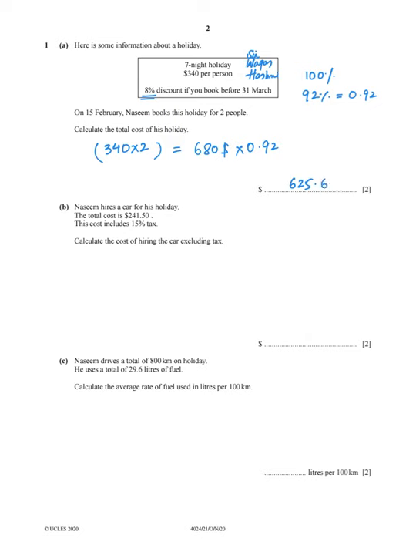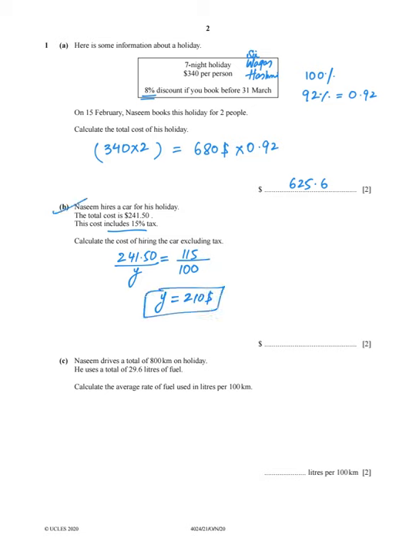In the next part, it says Naseem hires a car for his holiday. The total cost is $241.50. The cost includes 15%, right? So it means that the original cost is 100%, 15% inclusive, that means now it's 115. So if the cost includes tax, the amount is 241.50. What is the amount before tax? So you need to do the cross multiplication. So the value for Y is $210. That is the price without tax.